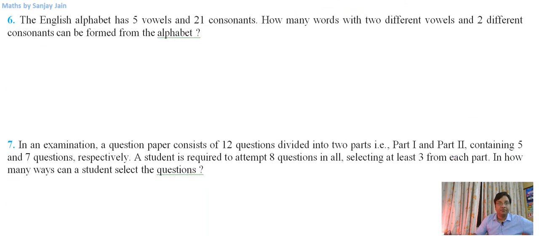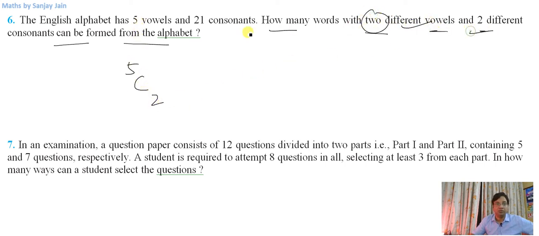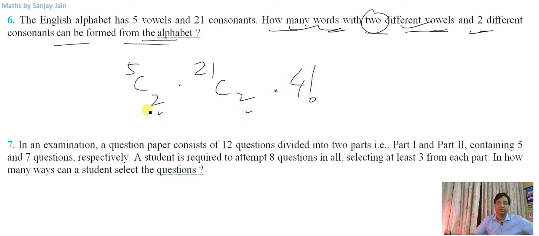The English alphabet has 5 vowels and 21 consonants. Okay. How many words with 2 different vowels and 2 different consonants can be formed from the alphabet? So I have to choose 2 vowels and 2 different consonants. So 2 different consonants I can choose. How many words can be formed? So once I have chosen these 4 letters, I can arrange them in 4 factorial ways.